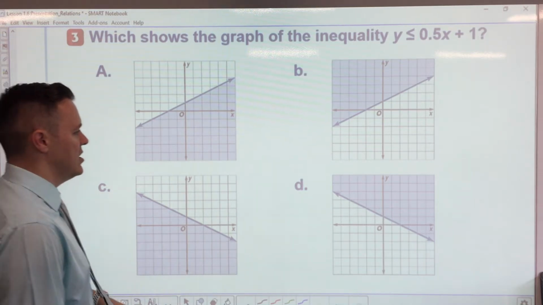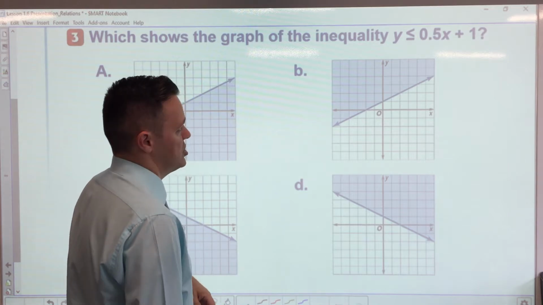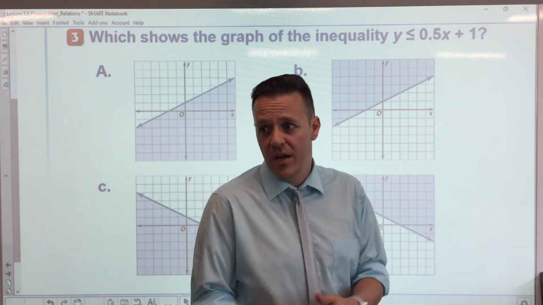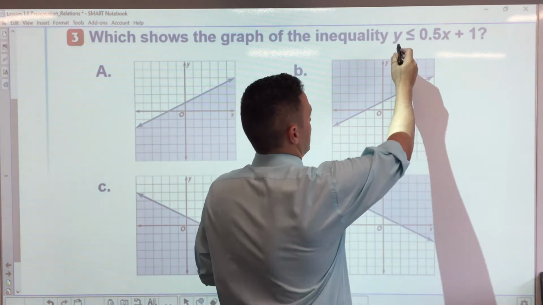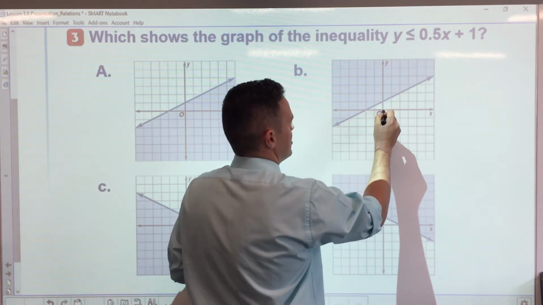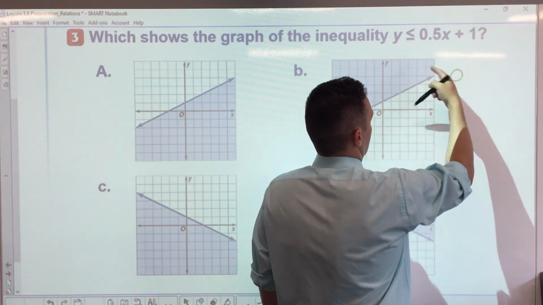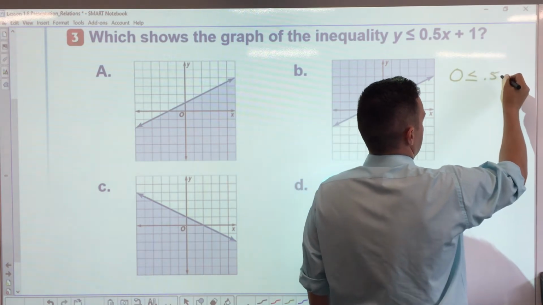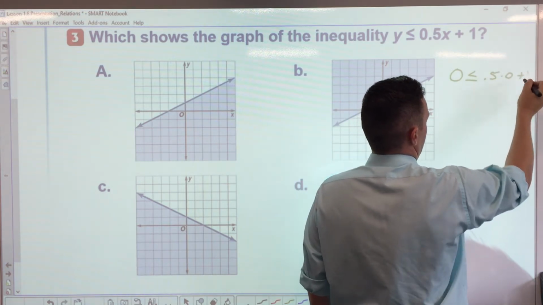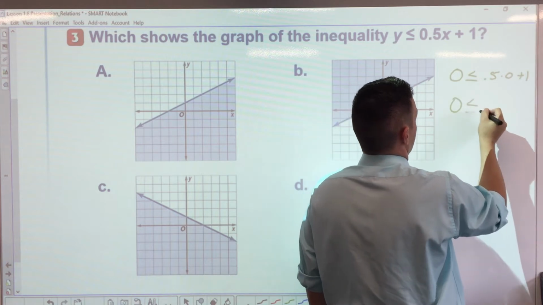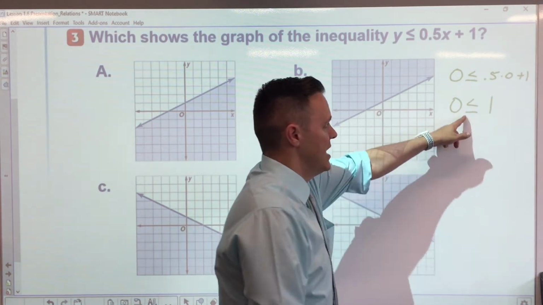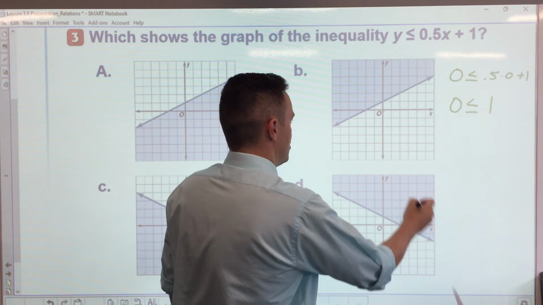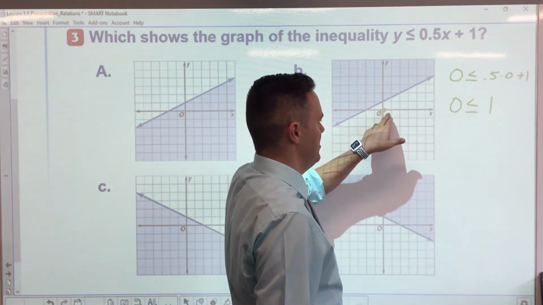All right, so same with the inequalities here. Let's work on the origin. If I pick the origin point, 0, 0, and put 0 in for y in y is less than or equal to 0.5 times 0 plus 1, that's going to be 0 is less than or equal to 1. Is that a true statement? Yes, it is. So 0, 0 has to be a point.